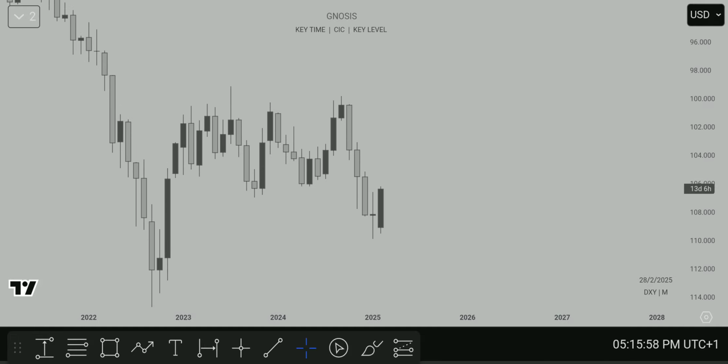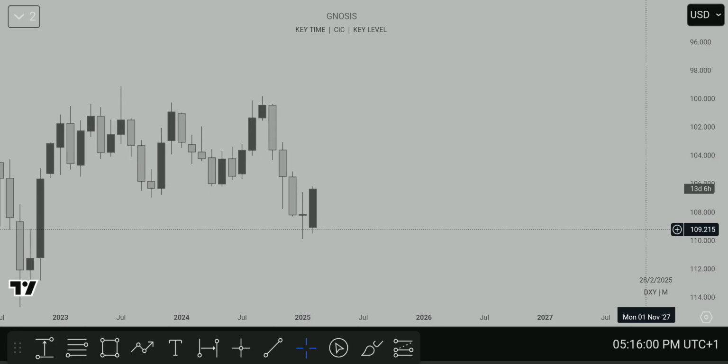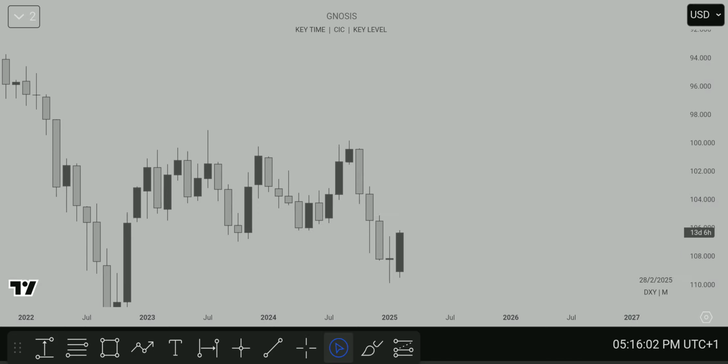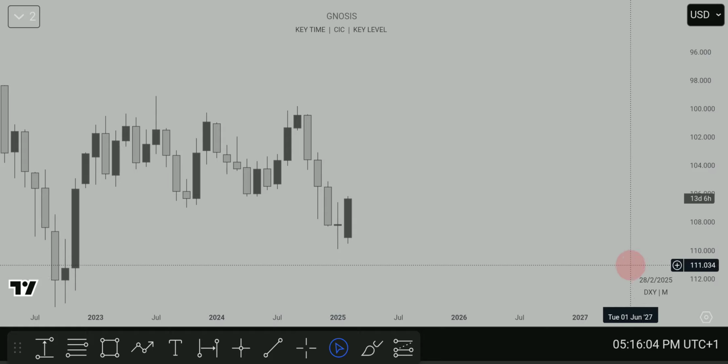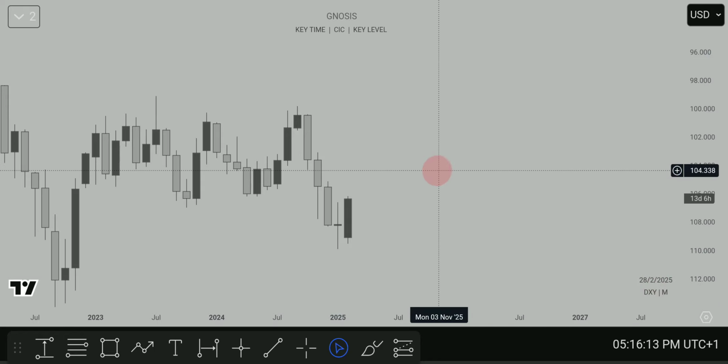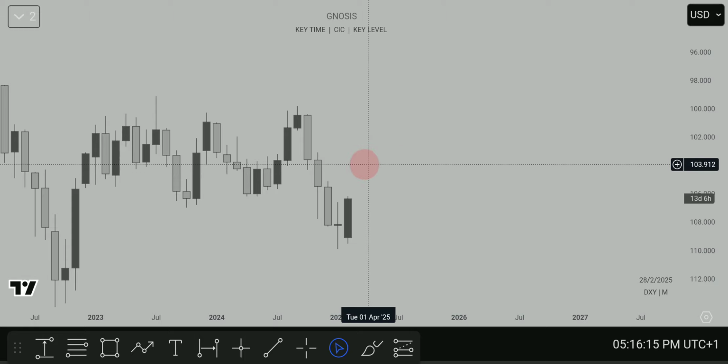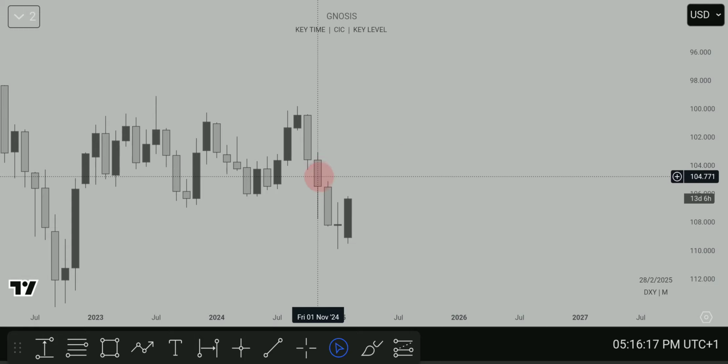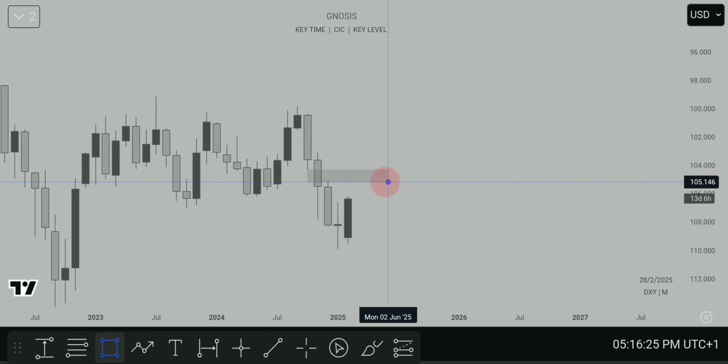Down here is where we get the pair, the date, and the time frame, right? Yeah. So right here we have this fair value gap, right? We have this fair value gap on the monthly time frame.